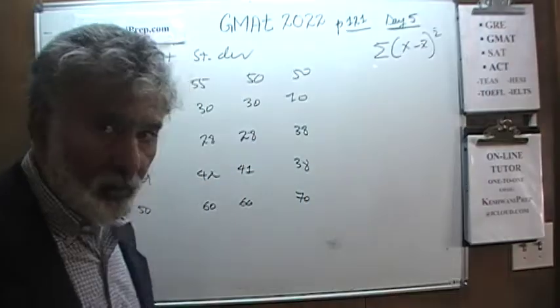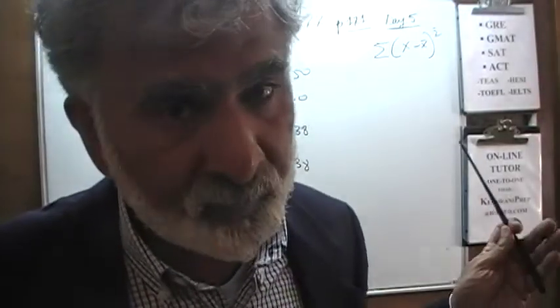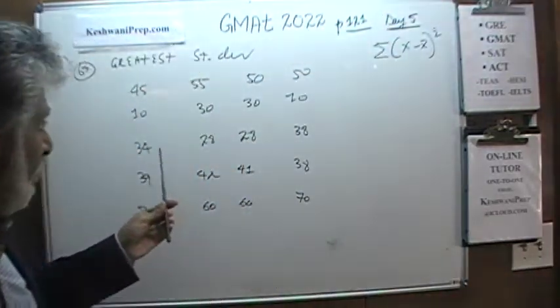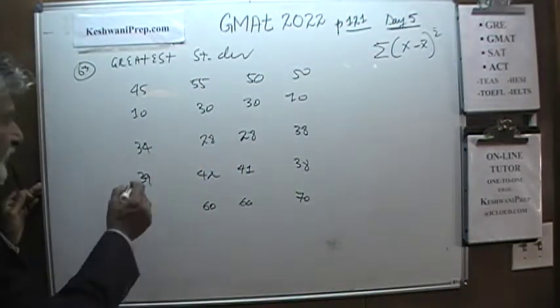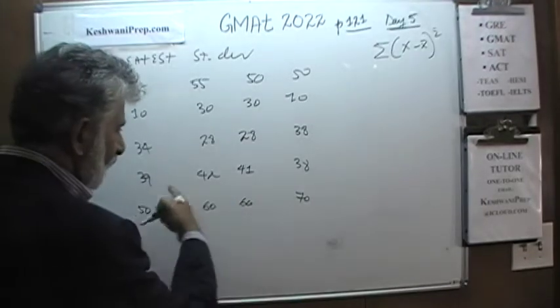Before we do any work at all, before we actually do any calculation, which of course in a real exam you will not have the time to do, all this calculation that we are about to do. In a real exam, you simply have to observe. And you can see, for example, here, this is very tight. 34, 28, these are all very close together. Especially this one, this is all very close together.